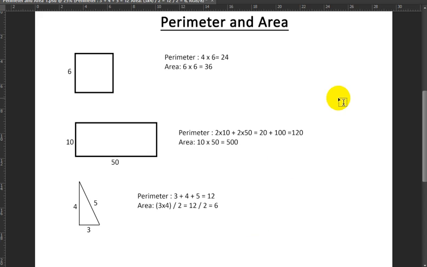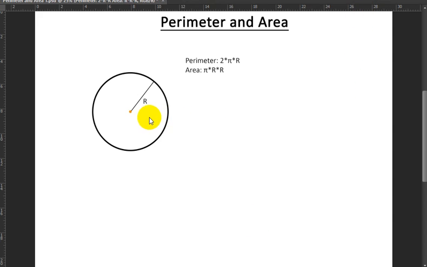Next up, we're going to talk about the circle. The circle, as we've said many times before, is all the points that are the exact same distance from a single point, the center. What does that mean? It means that all the points on this circle are the exact same distance from this center.